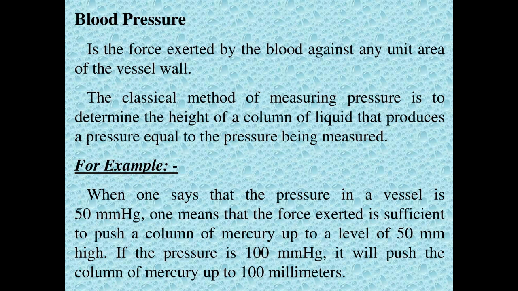wall. The classical method of measuring pressure is to determine the height of a column of liquid that produces a pressure equal to the pressure being measured. For example, when one says that the pressure in a vessel is 50 millimeters of mercury, one means that the force exerted is sufficient to push a column of mercury up to a level of 50 millimeters high. If the pressure is 100 millimeters of mercury, it will push the column of mercury up to 100 millimeters.